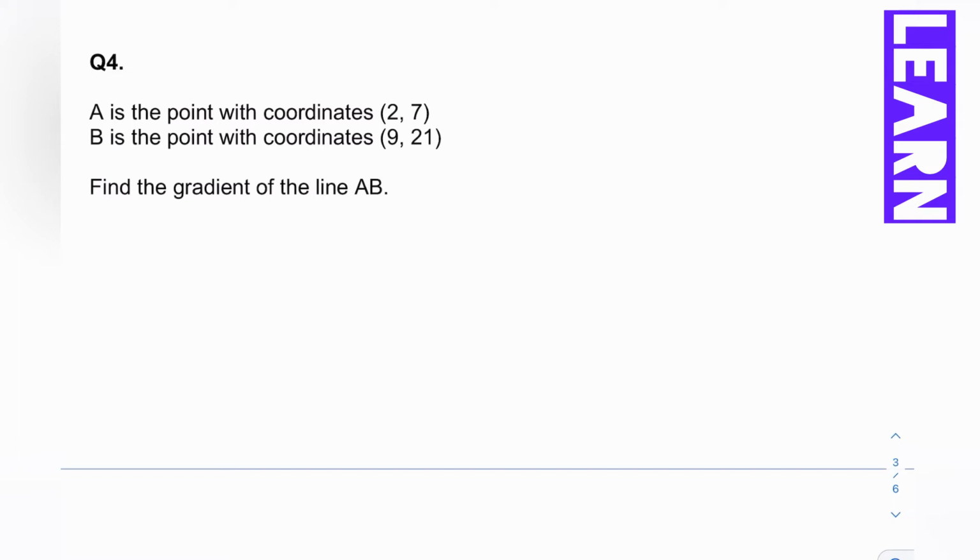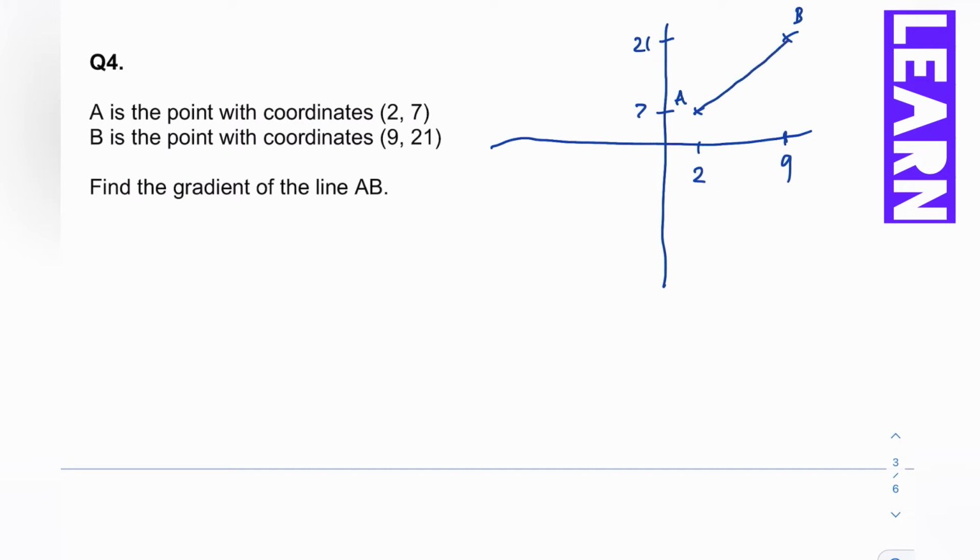It doesn't come with a picture. So the first thing I would always recommend you do in your exam is just draw a quick sketch of those coordinates. So we know it goes from 2, 7, which is my coordinate A, all the way to 9, 21, and that's my coordinate B. It does not have to be an accurate drawing, just a quick sketch.